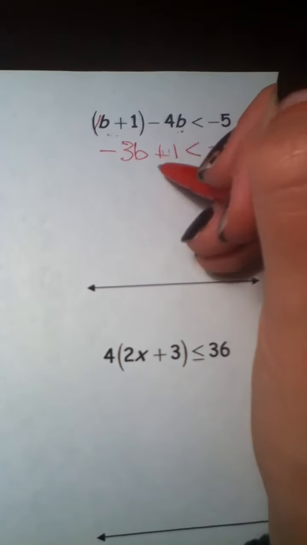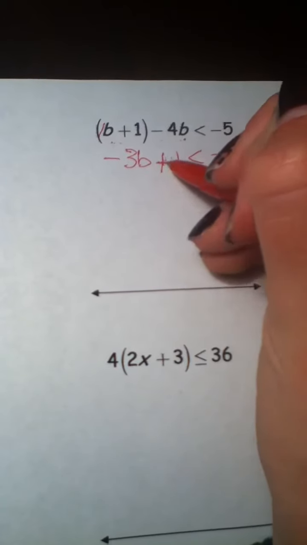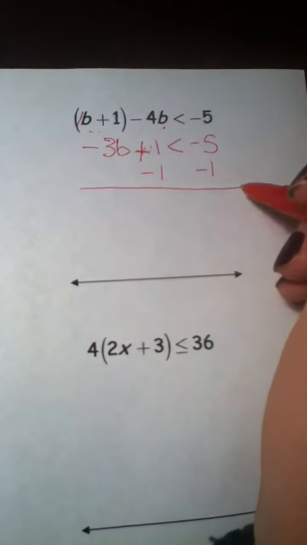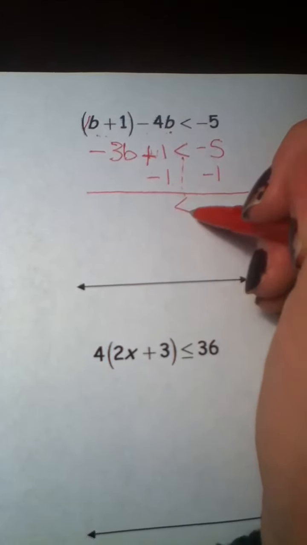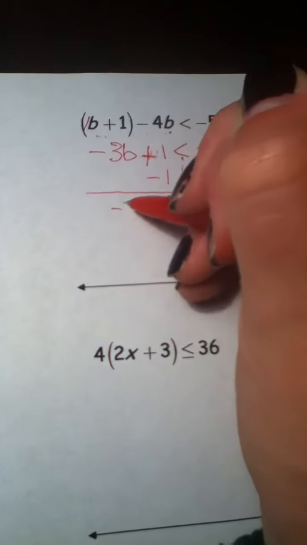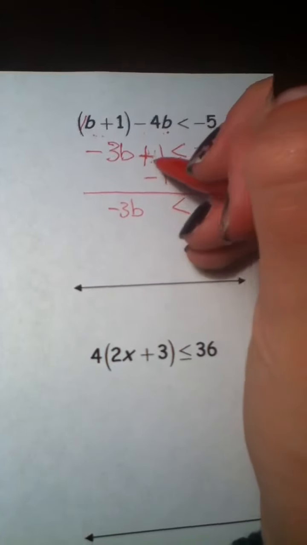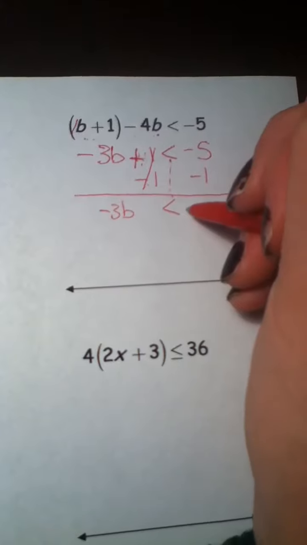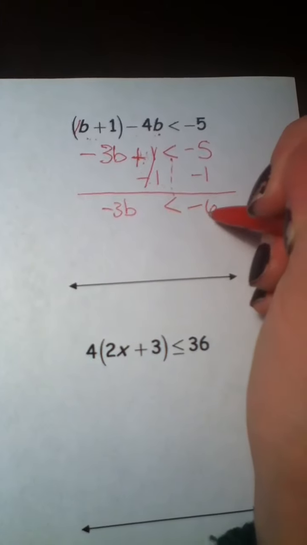Now, we're going to want the opposite of adding 1. So we're going to subtract 1. Carry down your sign. Negative 3b is all that's left on this side because positive 1, negative 1 is 0. Negative 5 minus 1 becomes a negative 6.